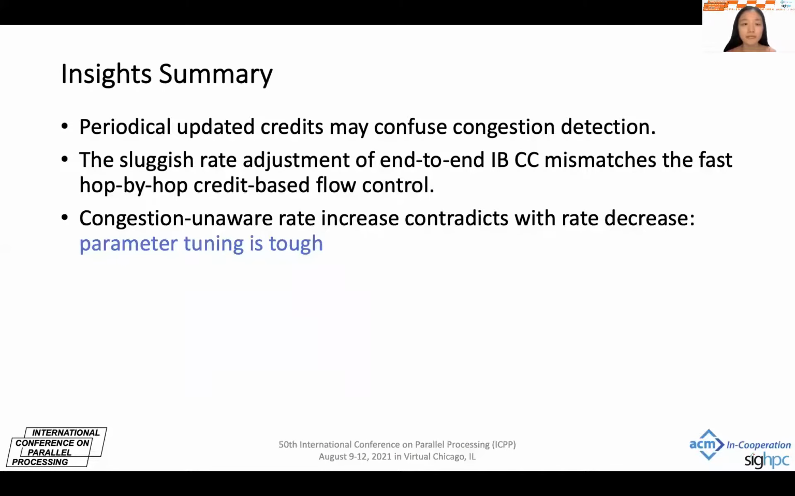Third, we find that in IBCC, the rate decrease process is often interrupted by the frequent rate increase operation. That is, the congestion-unaware rate increase may contradict the rate decrease process, which makes parameter tuning tough in IBCC.